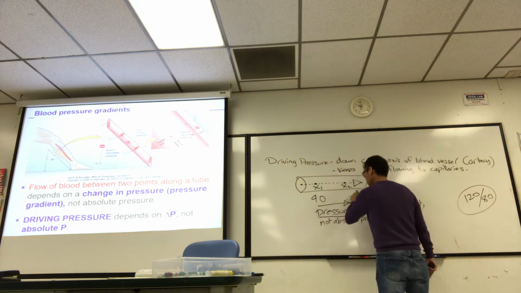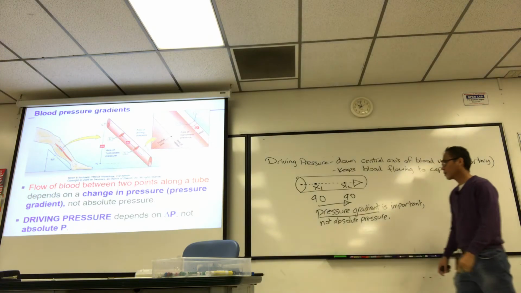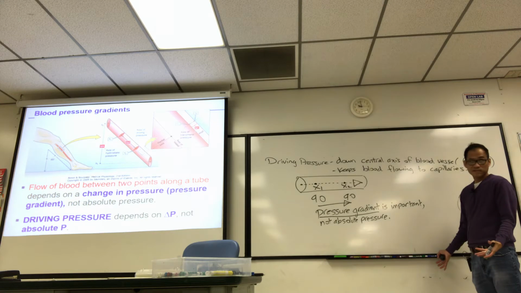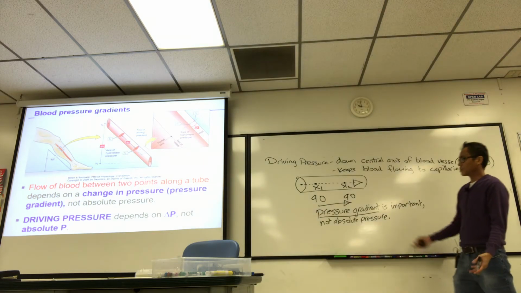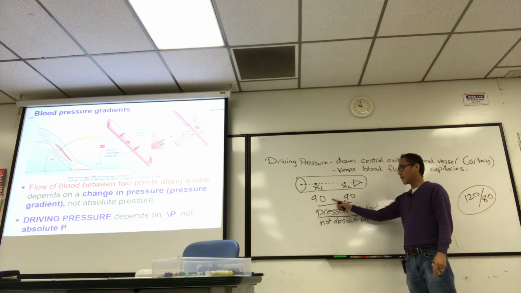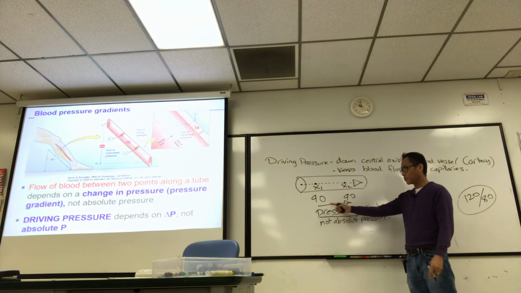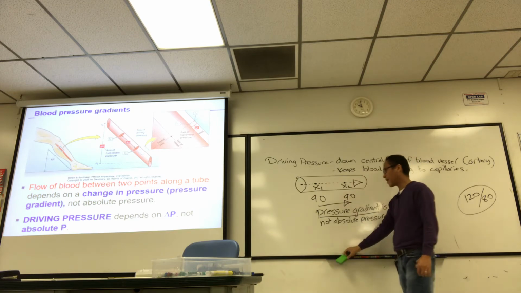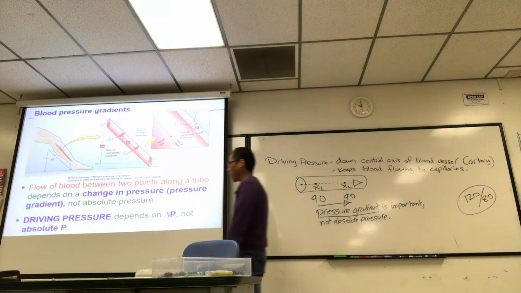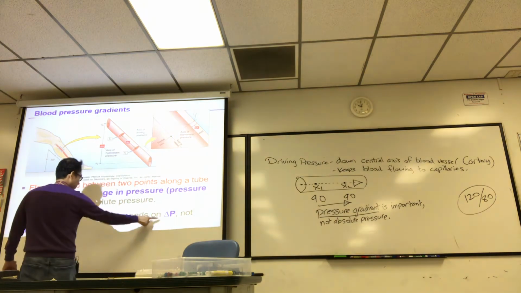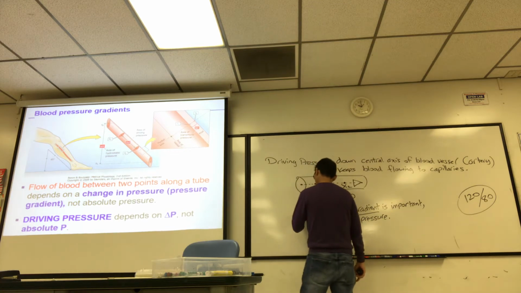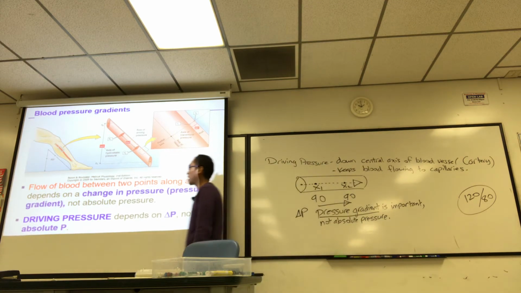What if I change this to 90? Will blood flow? Well, no. Why? Because there's no differential. It's not the absolute pressure. There's 90. It's that, where are you going to? It has to be lower. So that's the idea behind the driving pressure. It depends on this delta P, not absolute P. Delta means change. You gotta have a pressure gradient.